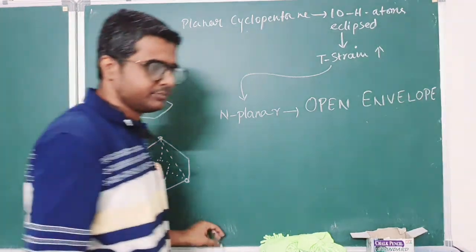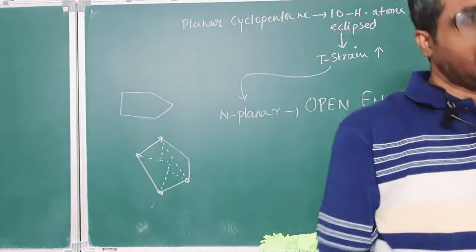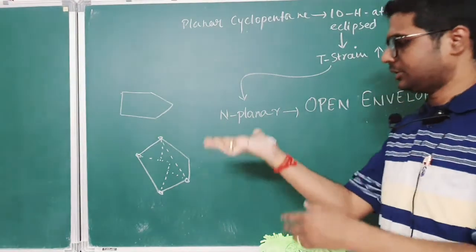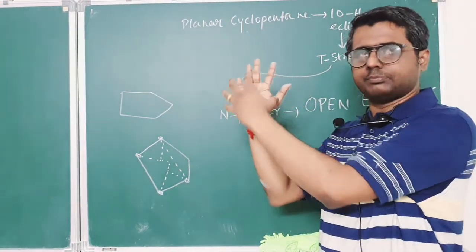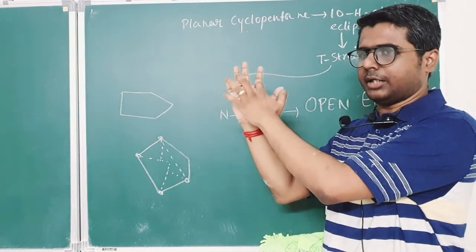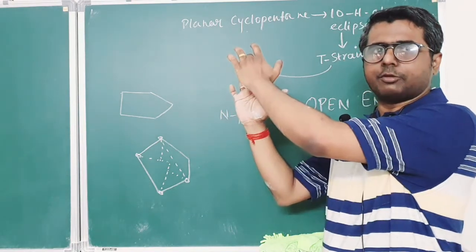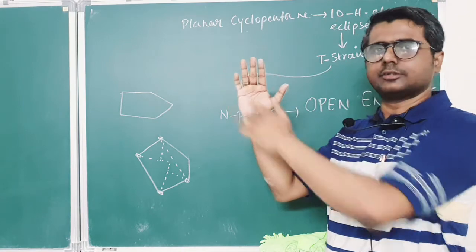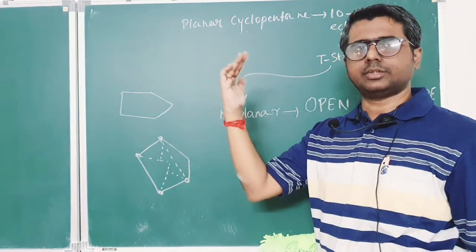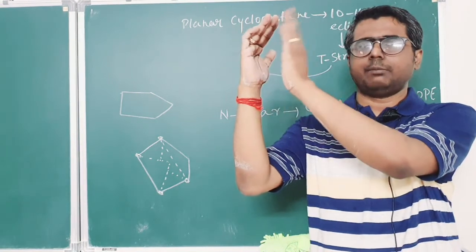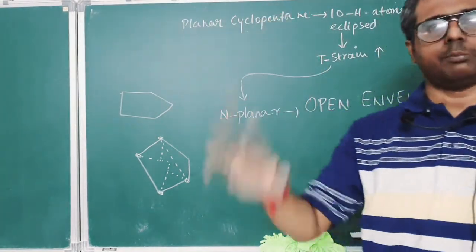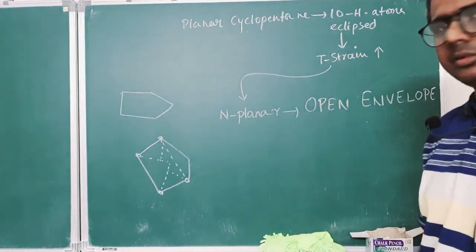Suppose this is the envelope. Carbon 1, carbon 2, carbon 3, carbon 4. This is carbon 5. So this one is like this. Okay? So it is non-planar, see. This is one plane, and this has gone out of the plane. So this is a non-planar structure. This is stable. Okay?